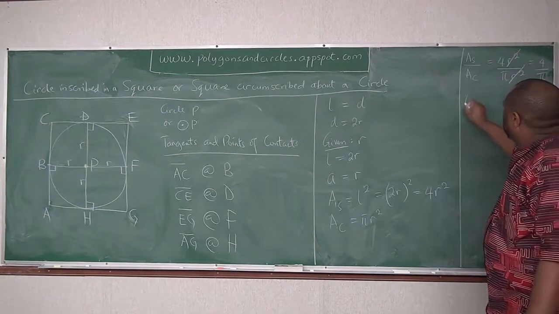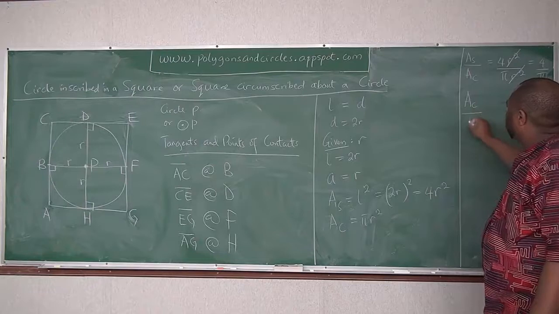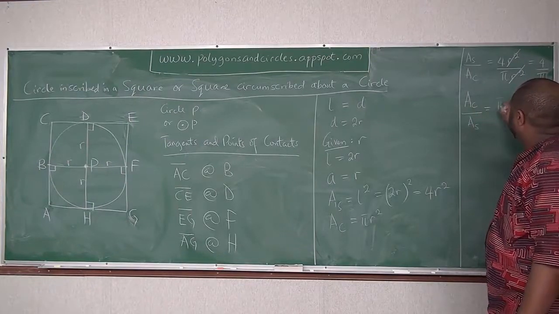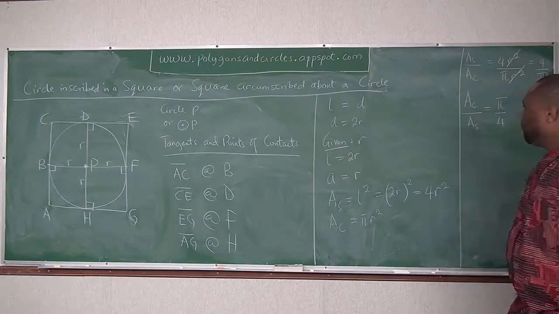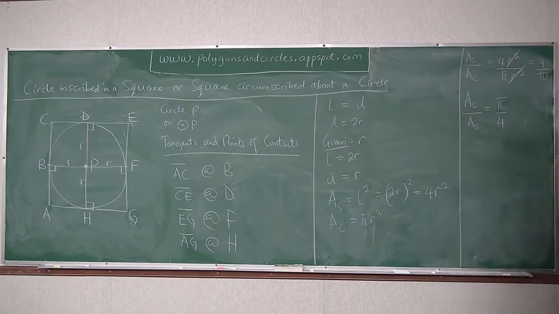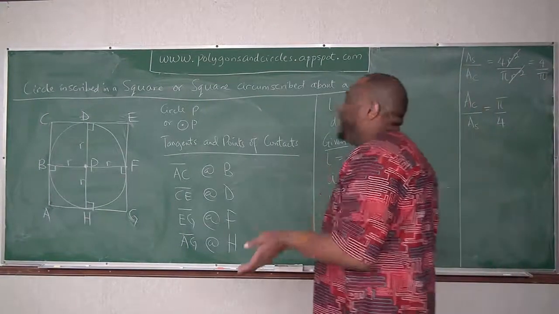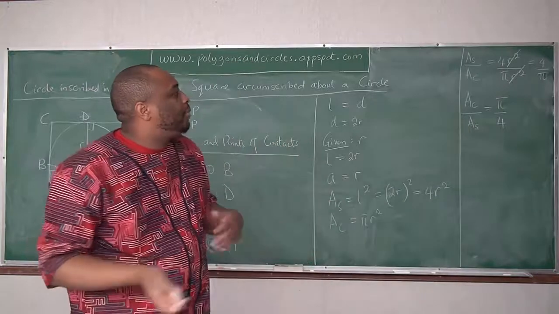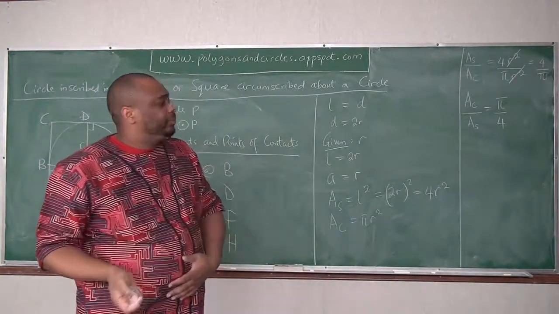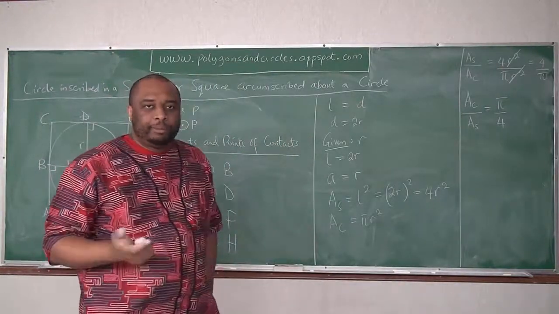Then the ratio of the area of the circle to the area of the square will be pi over 4. Just flip it over. Or you can do pi r squared over 4r squared. The r squared will cross out, so that gives you pi over 4.